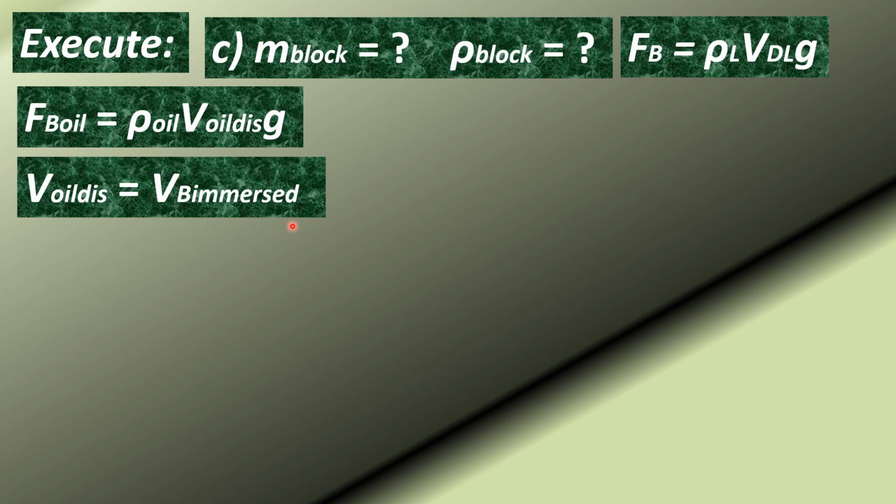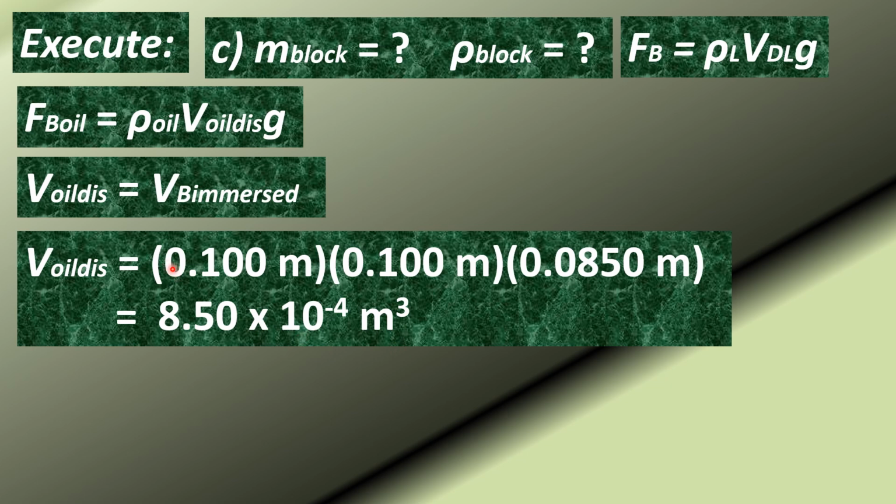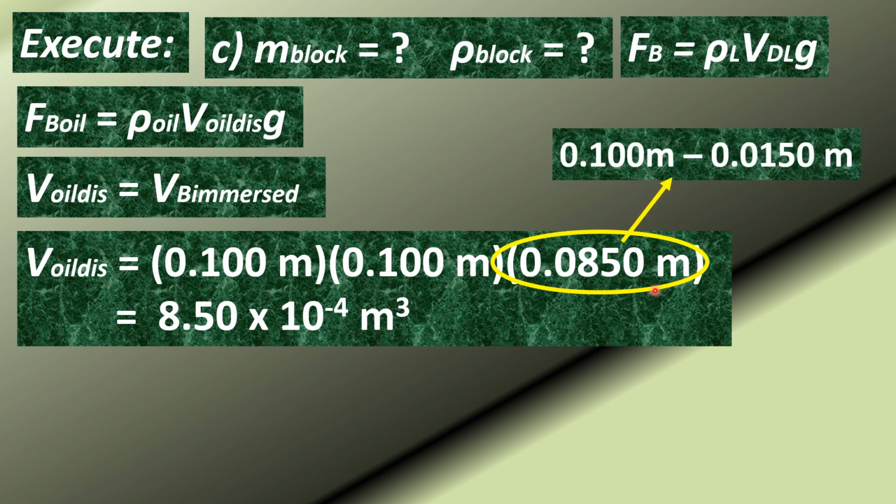All right? And this is determined by just multiplying one side of the block, 0.100 meters, by another side, 0.100 meters, and 0.0850 meters, so the volume of the oil that is displaced will be 8.50 times 10 to the negative 4 meter cube. How did we get 0.0850 meters? Well, that is actually the difference between one side of the cubical block, 0.100 meters, and 0.0150 meters. 0.0150 meters is actually the depth h or h prime.